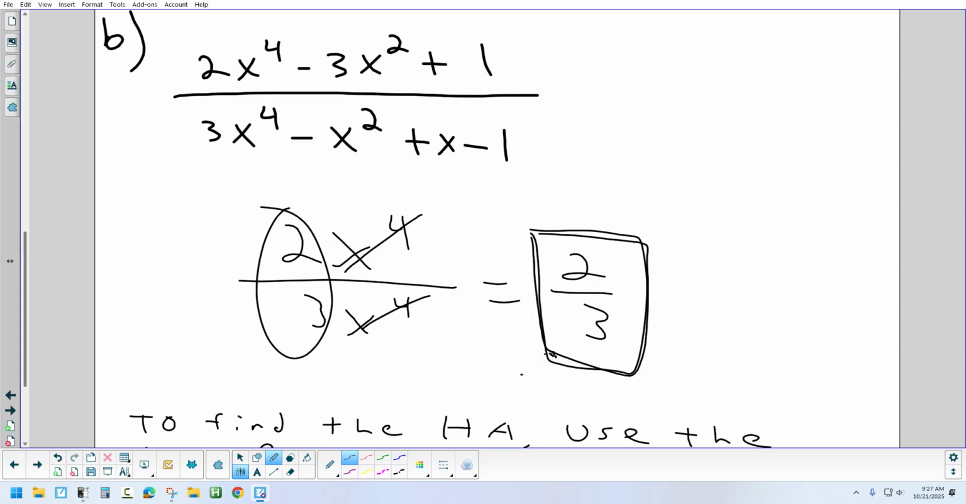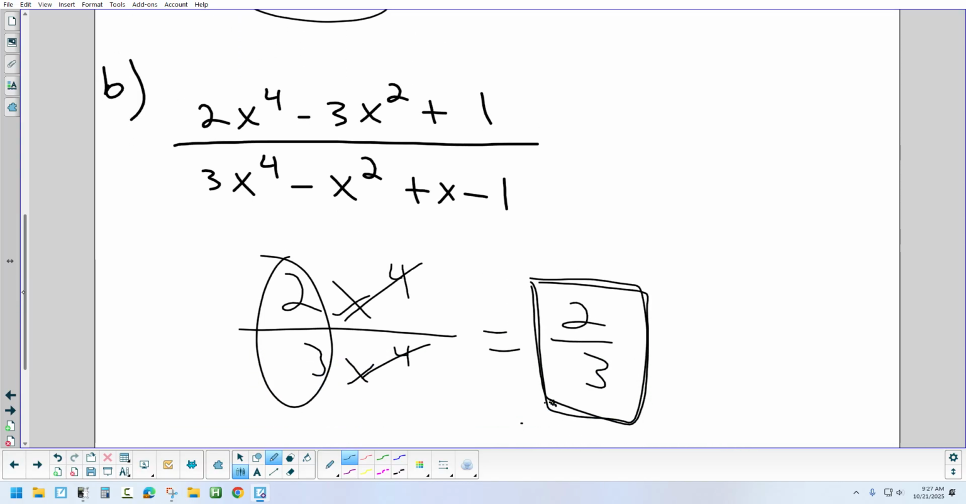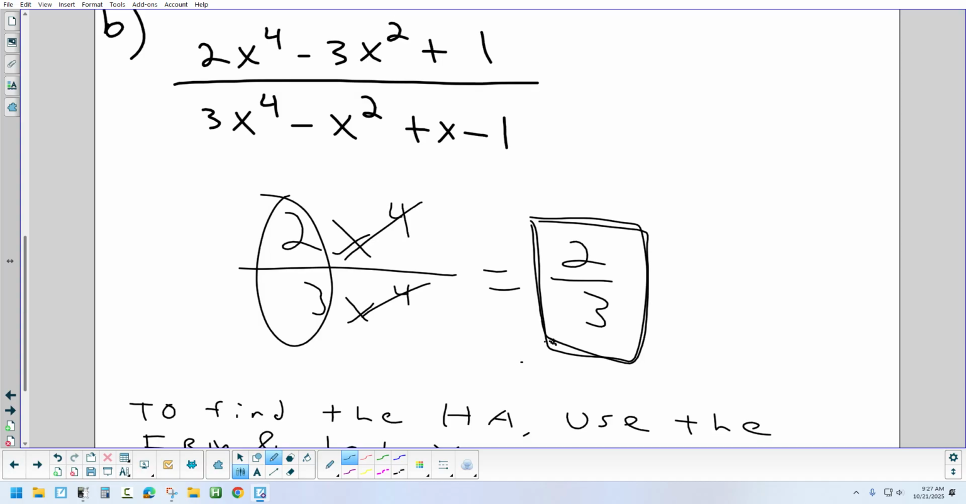Yes? What if there's no x's or numbers left? Well, you'll always have something left. You'll never end up with nothing left. Because even if these were the same number in the top and the bottom, like 2 divided by 2, you're not left with nothing. You're still left with 1.